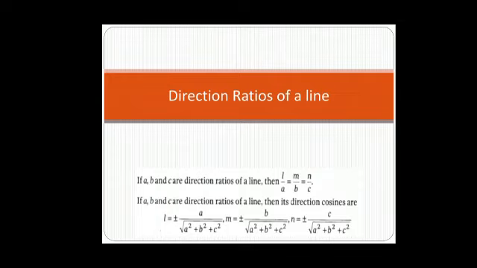If A, B, C are the direction ratios of the line, then direction cosines are given by L is equal to plus minus A upon under root of A square plus B square plus C square, M is equal to plus minus B upon under root of A square plus B square plus C square, and N is equal to plus minus C upon under root of A square plus B square plus C square.